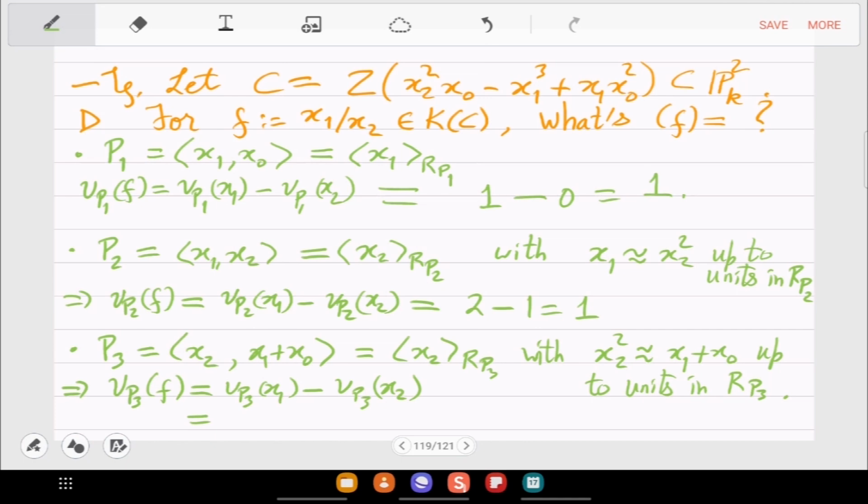Right? x2 is 0, x1 is equal to minus x0, but clearly x0 and x1 cannot be 0, because if they are 0 then you are out of projective space. So you have to pick x1 and x0 to be 1 and minus 1. So both of them are units. So this valuation, first one is 0. What is the valuation of x2? That is 1. So you see that P3 is actually a simple pole of the function.